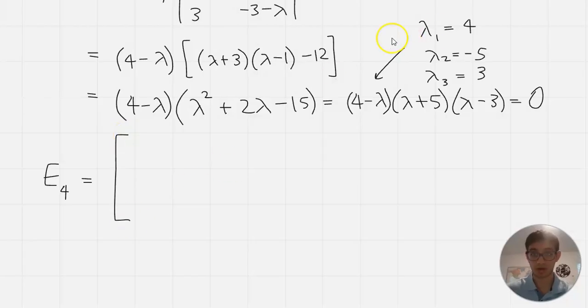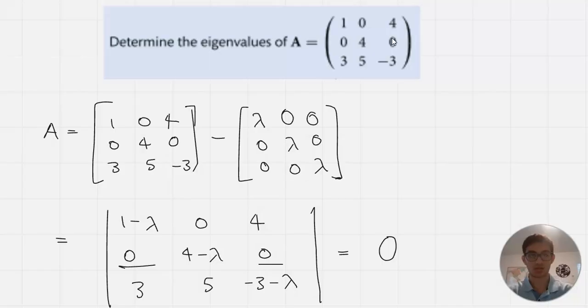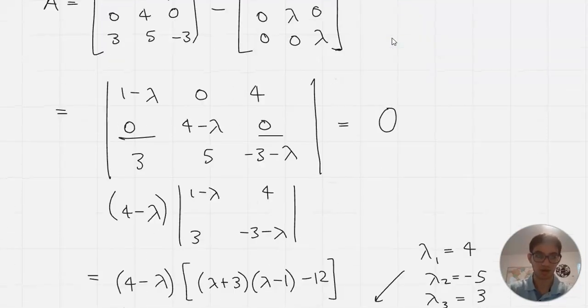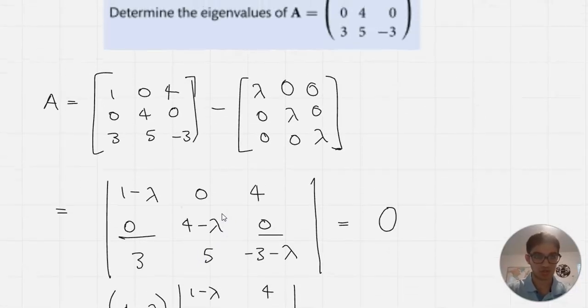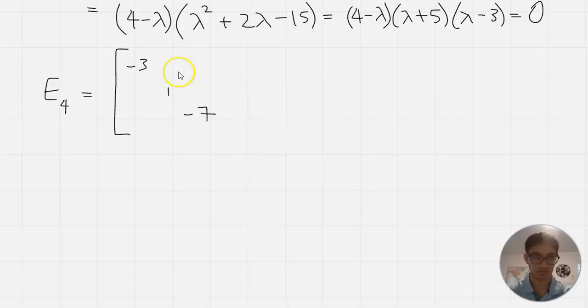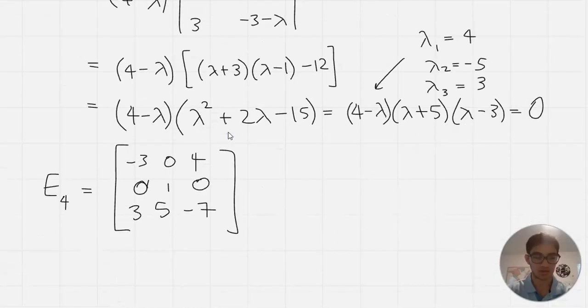And so when I plug this in as lambda, we're going to get 1, 0, 4, 0, 4, 0, 3, 5, negative 3 minus 4 times the identity matrix, right? So that's going to be negative 3, 1, negative 7. And then everything else is the same. 0, 4, 0, 0, 3, 5. Let me just check. 3, 5, yeah, that looks about right.